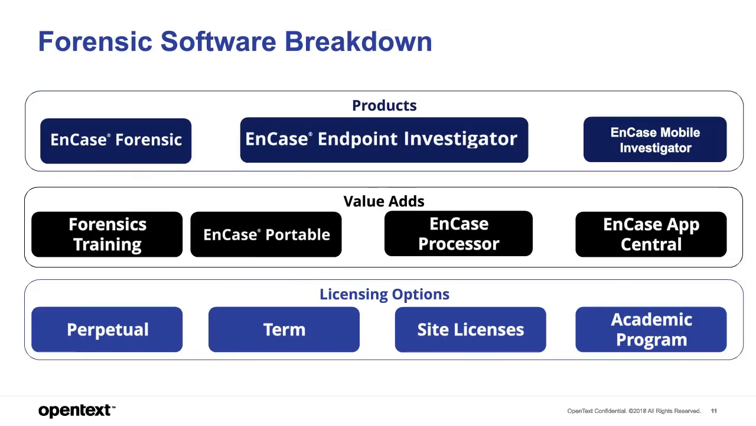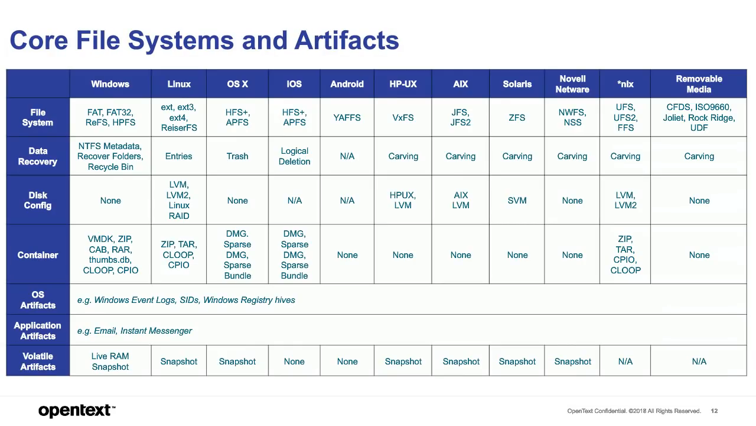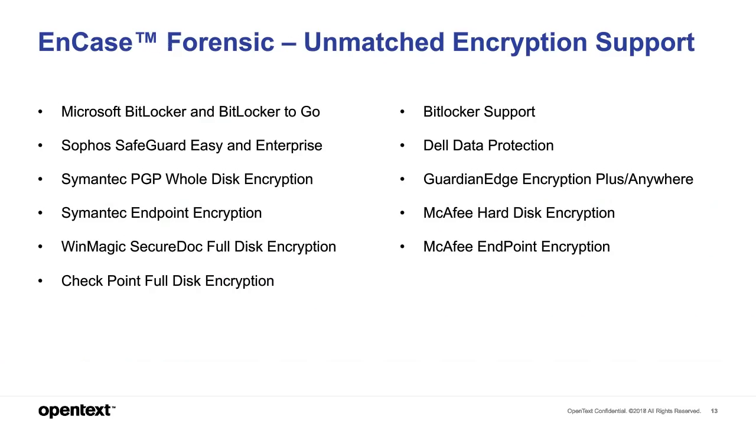With EnCase, you also get the widest range of file systems and operating system support for parsing, snapshot, volatile memory. As you can see, from Windows, Linux, macOS, Android, iOS, Solaris, various other options. EnCase also supports the most number of encryptions, from Checkpoint to BitLocker to Symantec, etc. And we're continuously upgrading and updating to the latest versions. Okay, so that was a quick overview.